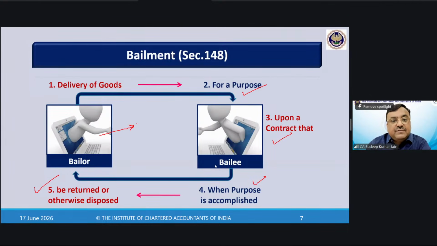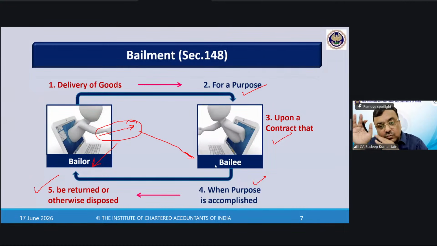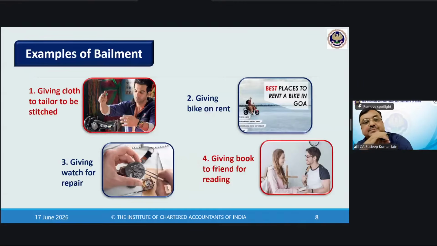The person who delivers the goods is called the bailor, and the person to whom the goods are delivered is called the bailee. See the examples. Giving cloth to a tailor to be stitched, and after the purpose is accomplished, meaning the cloth is stitched, it will return to the owner. Giving a bike on rent, giving a watch for repair, and giving a book to a friend for reading.